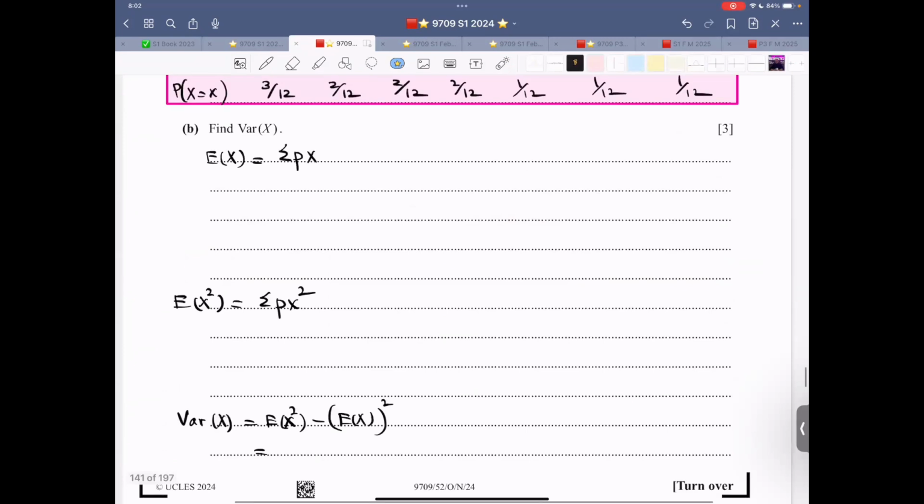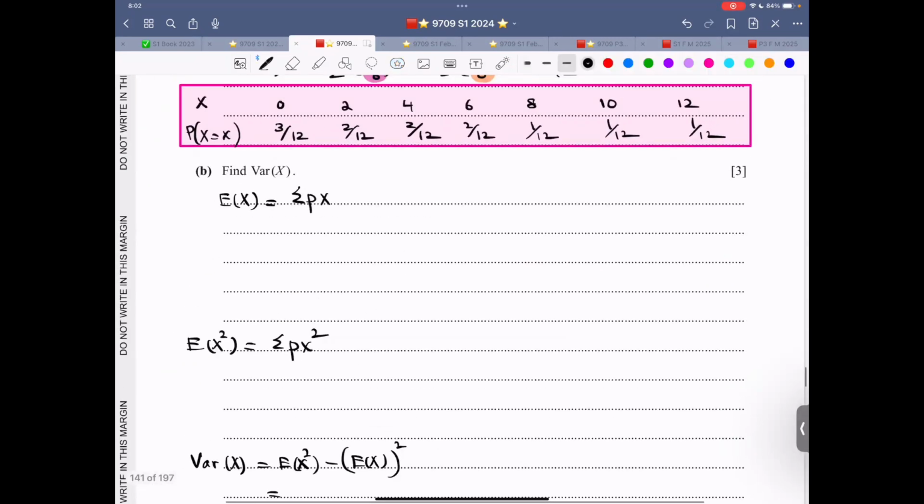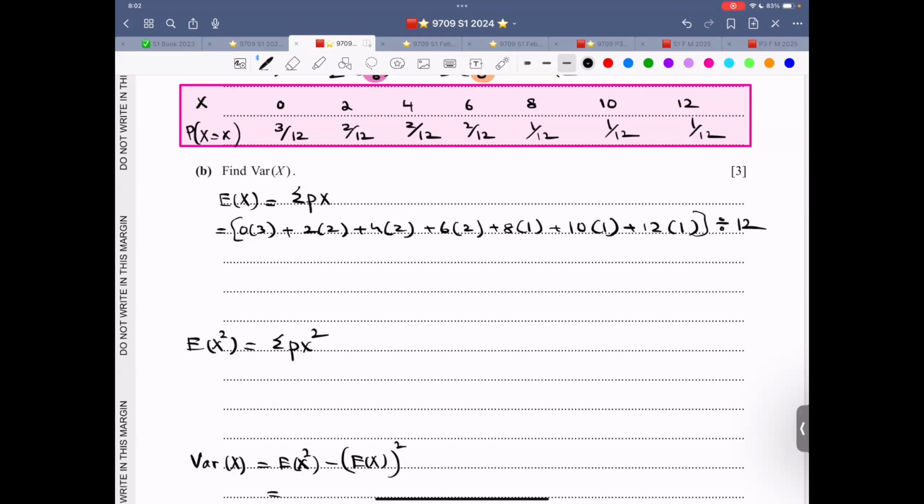So now expectation of x, that is sigma px. Let me write it. That is 0 into 3, 2 into 2, 4 into 2, 6 into 2, 8 into 1, 10 into 1, 12 into 1, everything added together divided by 12, and then use a calculator, and this value is coming out to be 4.5, or 9 over 2, or 4.5 is also good.